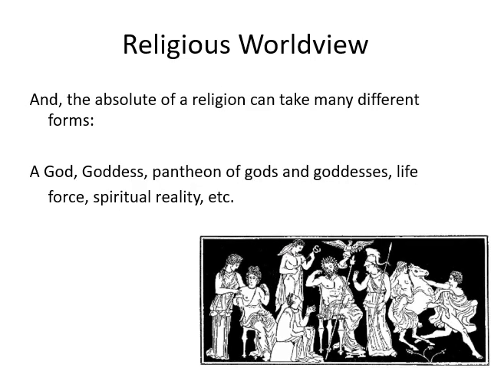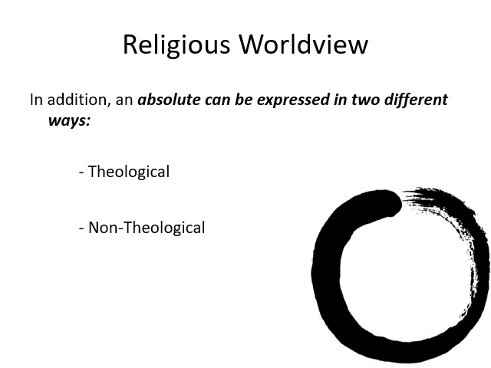And the absolute of a religion can take many different forms. It can be a god, a goddess, a pantheon of gods and goddesses. It can be a life force, a spiritual reality, etc. In addition, an absolute can be expressed in two different ways. We can have theological absolutes and non-theological absolutes.